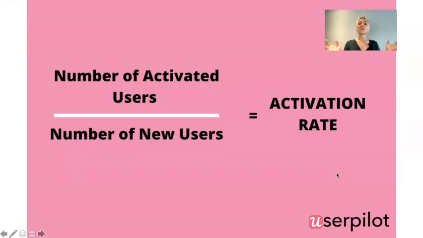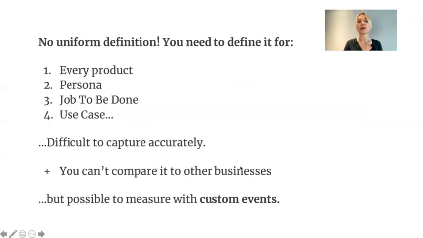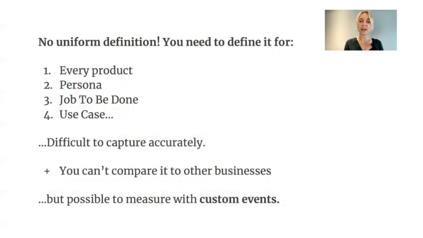What is user activation rate and how to measure it? Quite obviously, the number of activated users divided by the total number of users in a particular period of time equals activation rate. But that becomes a bit more complicated when you account for the definition of activation differing for every persona, every product, every plan of your product, job to be done, and use case. So you would need to run this calculation for each of the different segments for which you defined activation differently.